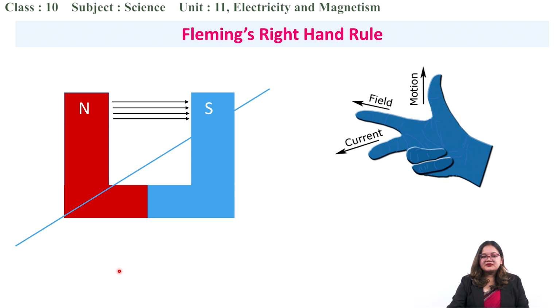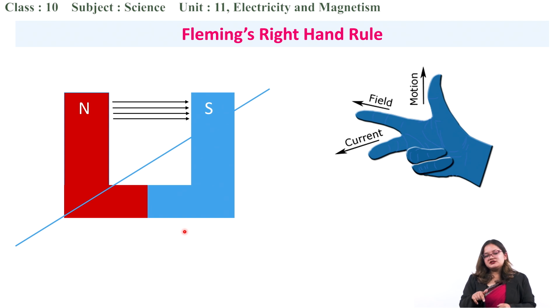Now let's say this conductor is being moved in the upward direction. Now you have two important things. You know the direction of the motion, it is upward, and you know the direction of the magnetic field lines, going from the north pole to the south pole. Again, let me remind: we have the direction of the magnetic field lines, a conductor passed through it, and the motion in the upward direction. Now the only thing we need to know is the direction of the current.